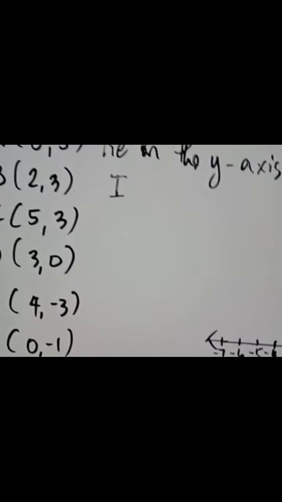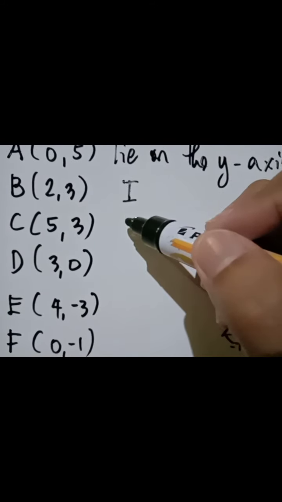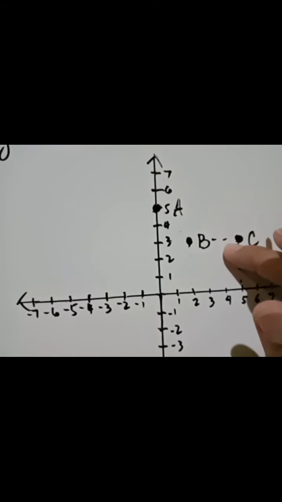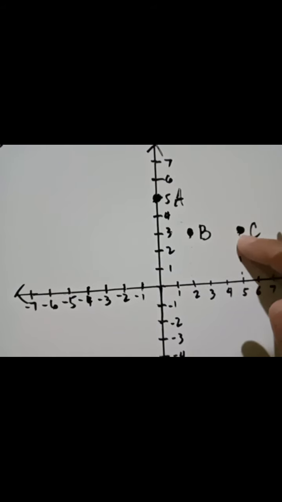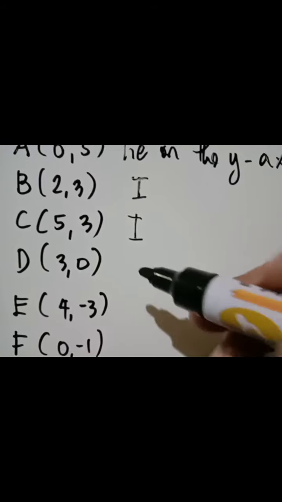Next, we have 5 and 3. Positive and positive again. So, very good. That is on the first quadrant. Still in the first quadrant. 5 and 3. This is 5. And then, this is 3. So, we have C in here. Let's remove again the pattern that we created. Next, letter D is 3 and 0.